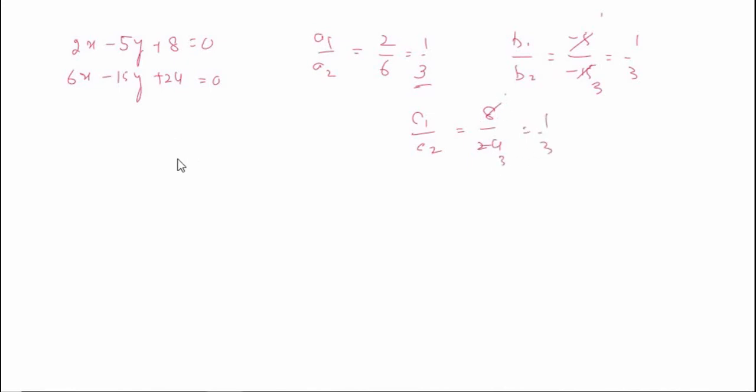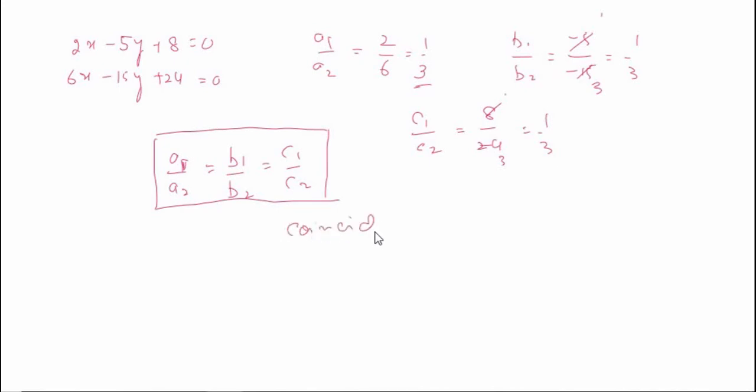So in this case, a1 by a2 equal to b1 by b2 equal to c1 by c2. In such a case, where the ratios of the corresponding coefficients are equal, the two equations are coincident. When equations are coincident, we'll have infinitely many solutions.